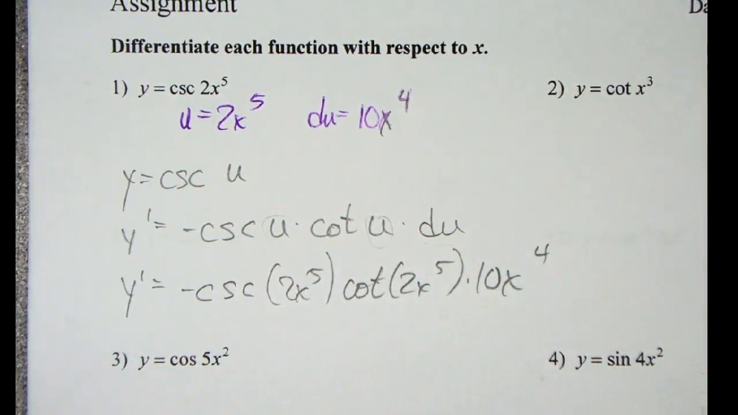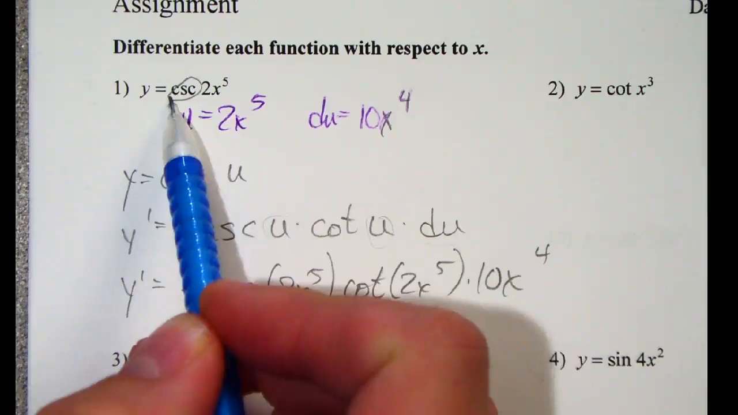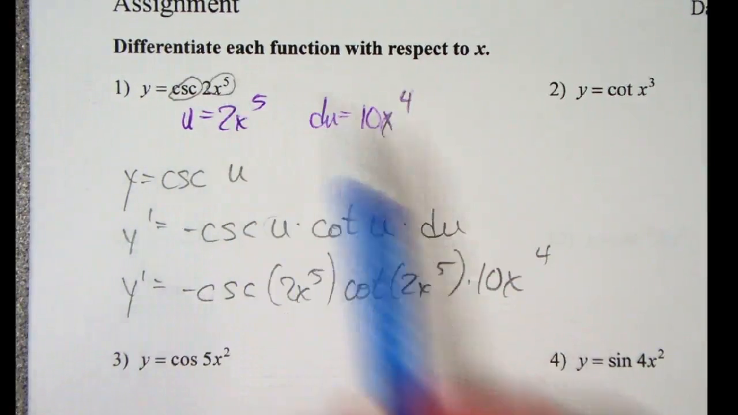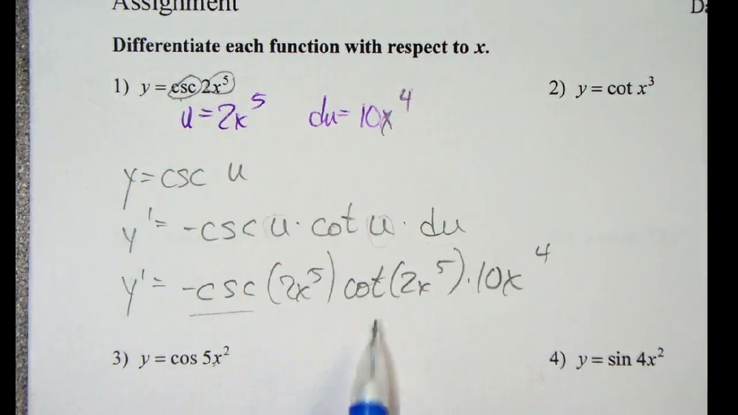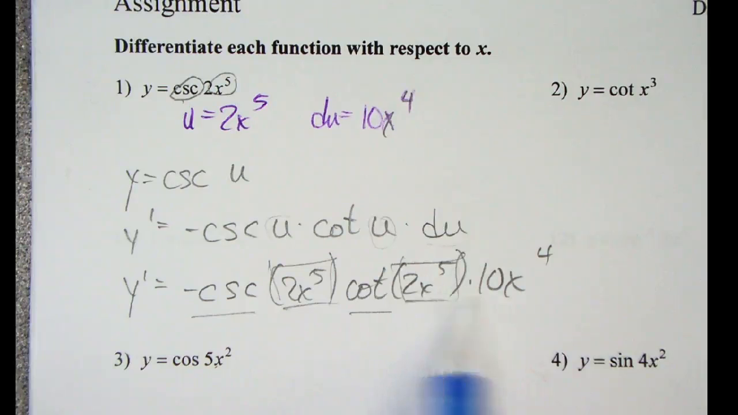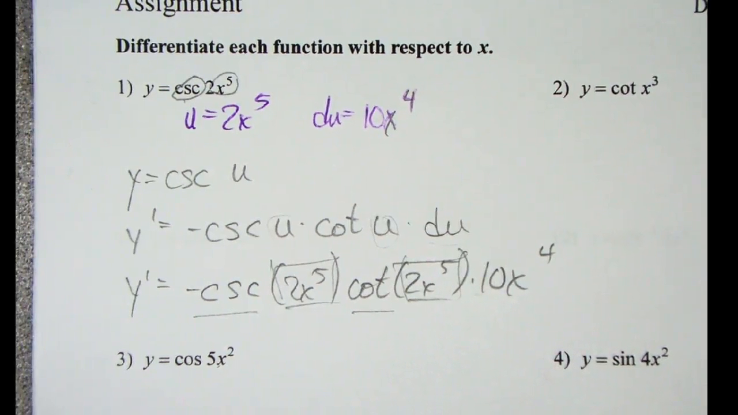The other way would be if you just looked at this and said cosecant's my big guy and 2x to the 5th is my little guy. You take the derivative of cosecant, which is negative cosecant cotangent. You leave the little guy alone, which is the 2x to the 5th in both spots, and then you multiply by the derivative of the little guy. So whichever way is working for you is cool with me.